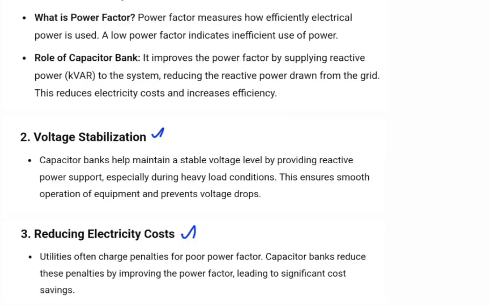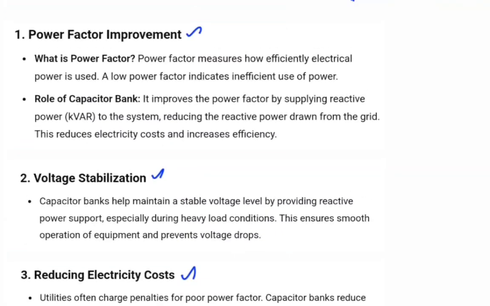So first point, power factor improvement. What is power factor? The power factor measures how efficiently the electrical power system is used. For example, we have a 1000 watts power supply, and now we are utilizing only 800 watts. Now the 200 watts is considered as losses. So it has an impact.